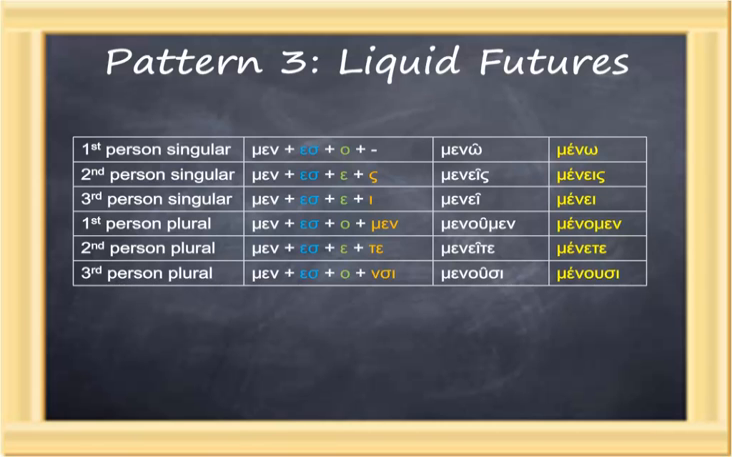Without the accent marks, it would be possible to confuse the present and the future of some liquids, but with the accent marks, if the stem ends in a liquid and it looks like an epsilon contract, it's a liquid future.